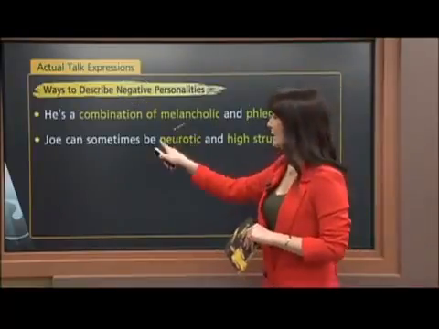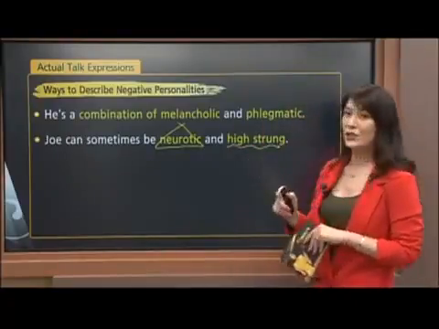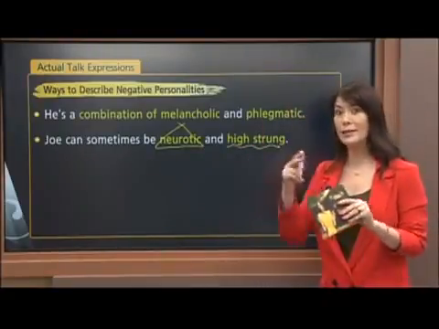Joe can sometimes be neurotic. What does that mean? I hope you remember. Kind of crazy, has ups and downs, and high-strung as well. So these are very similar expressions you can use when you want to talk about something that's not stable, that can be really crazy sometimes and very sensitive.